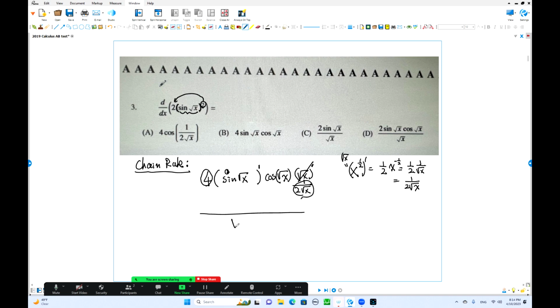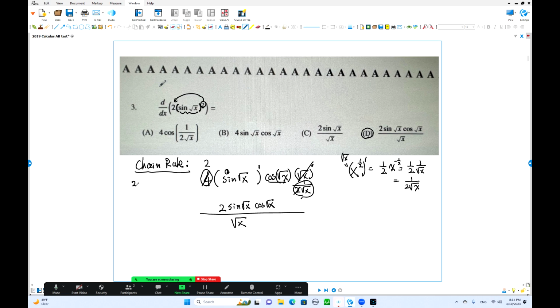Square root x goes to the denominator. The 2 over here, 2 is cancelled out. This is now 2 divided by the square root x. And the numerator, what is that? 2, we have sine square root x, and the second one is cosine square root x. That's it, okay? So choice D is the answer, right? That is the chain rule.